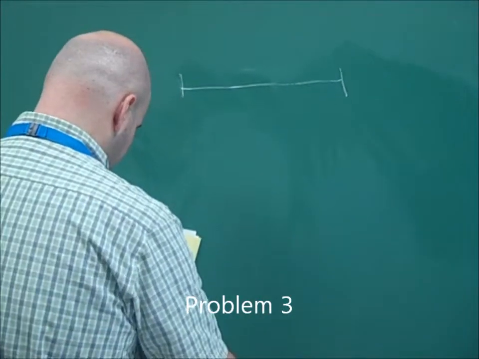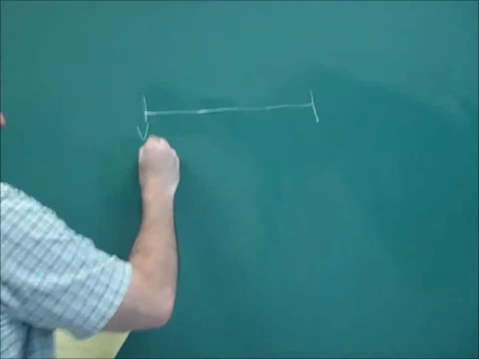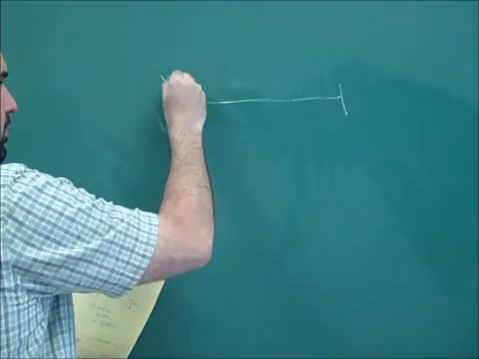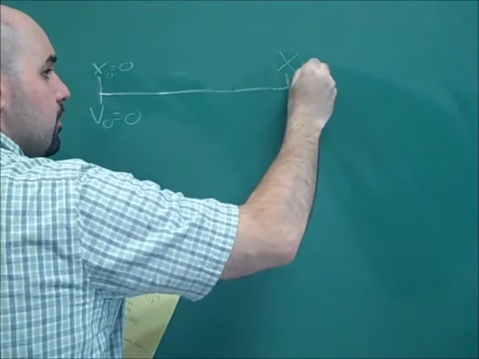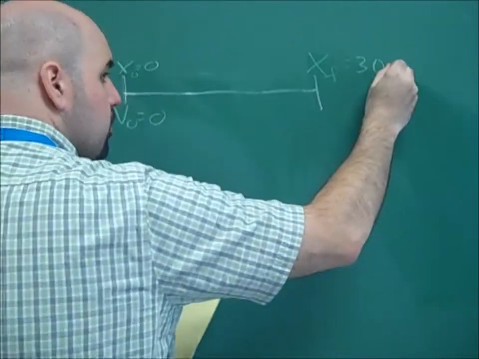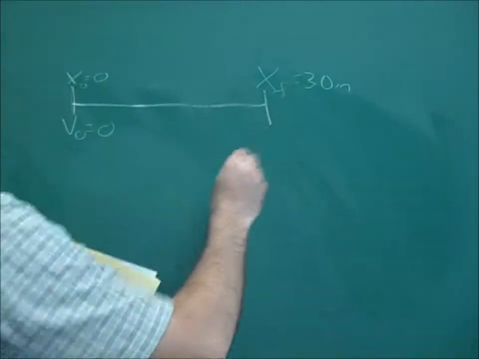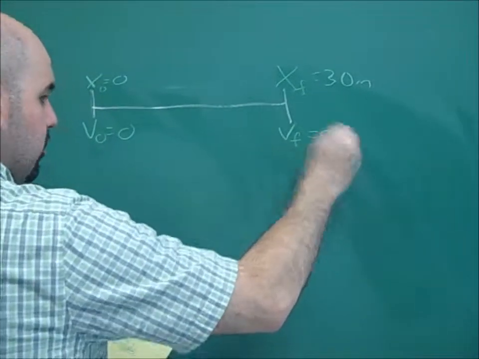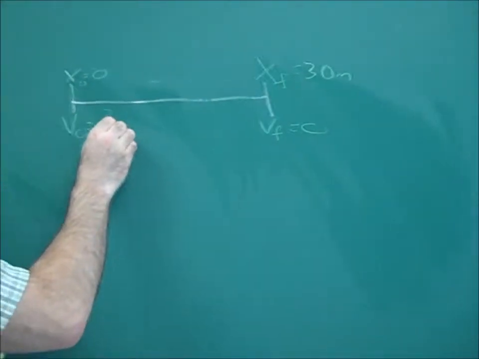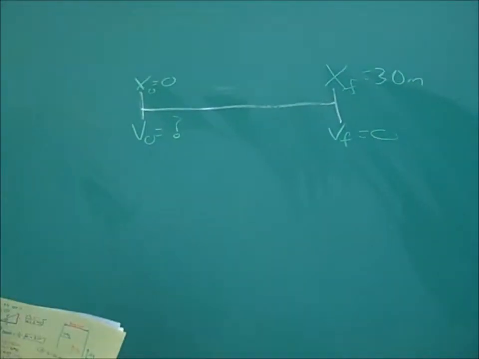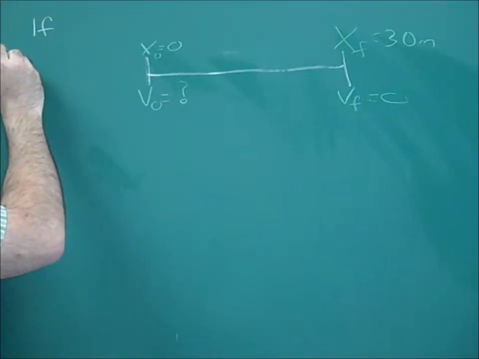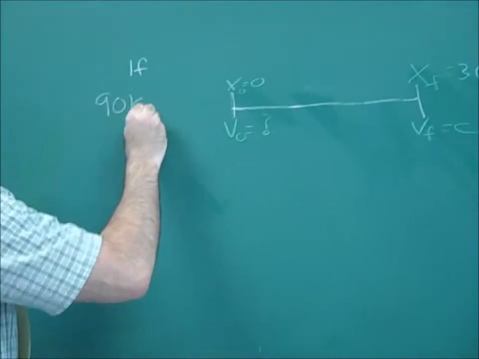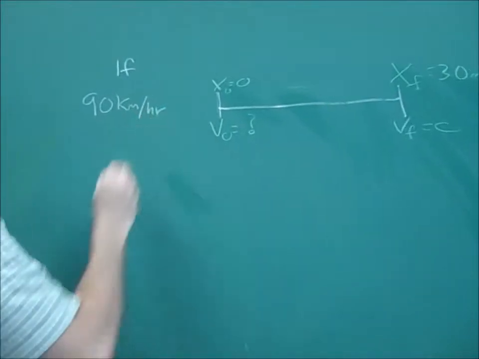We have got something starting at position 0. And then 30 meters later, you end at rest. Ooh, I'm sorry. We don't know our initial velocity. My apologies. We're going to see how fast they're going and if they broke Baltimore's 90 kilometer per hour speed limit.